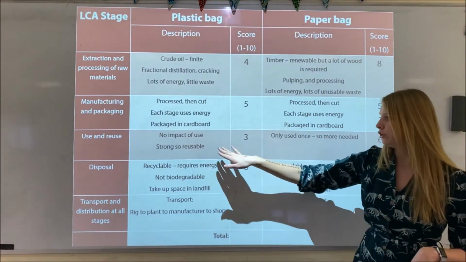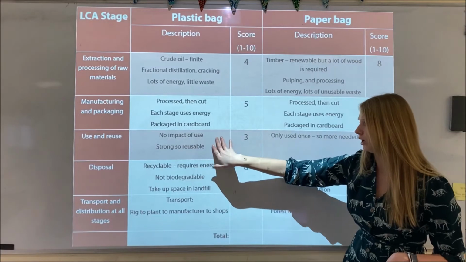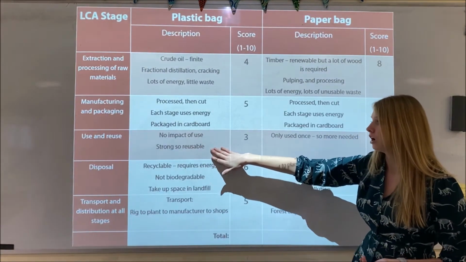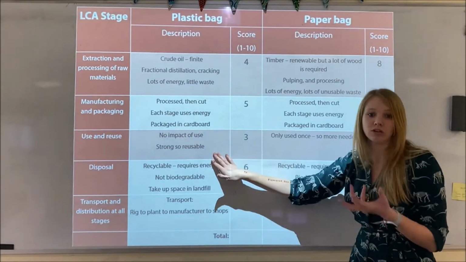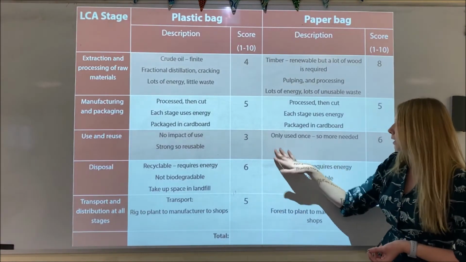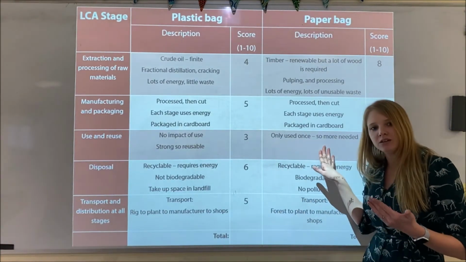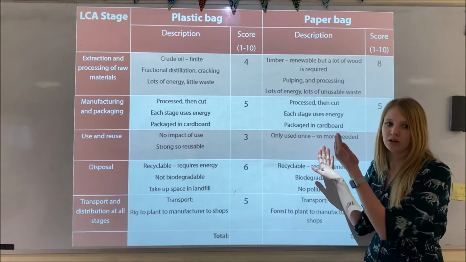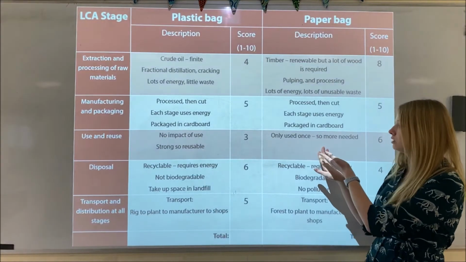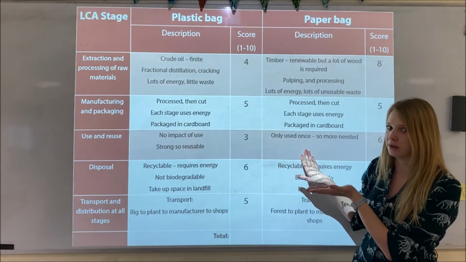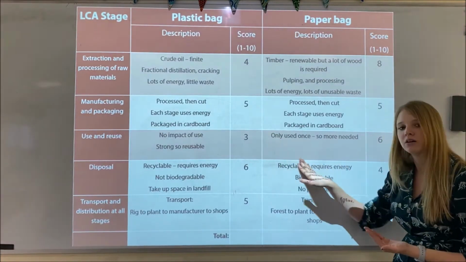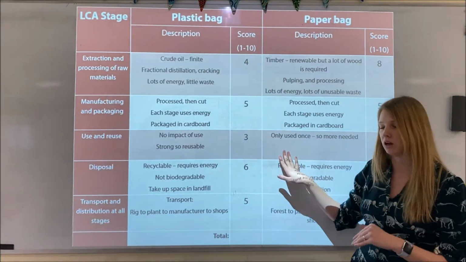Using and reusing. Now, a plastic bag, generally pretty strong, and you can reuse it many times. So actually, whilst it's being used, it doesn't really have an impact on the environment, so it gets quite a low score. The paper bag, generally, you can only use once. Now, you can argue about this, and that is all part of life cycle assessments. So I would argue that I've had paper bags that I've used 3 or 4 times, okay? But that is part of doing a life cycle assessment, and we will come to that in a minute.